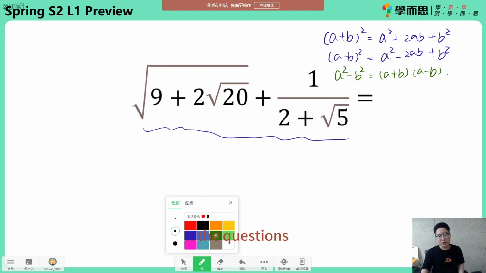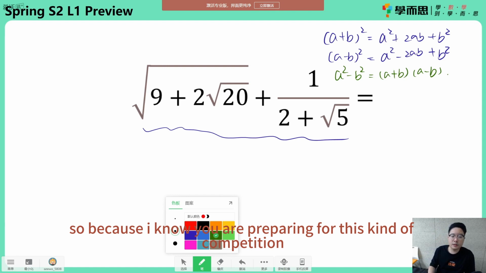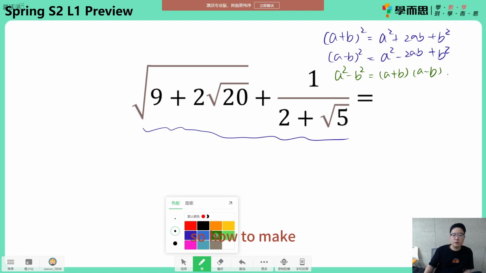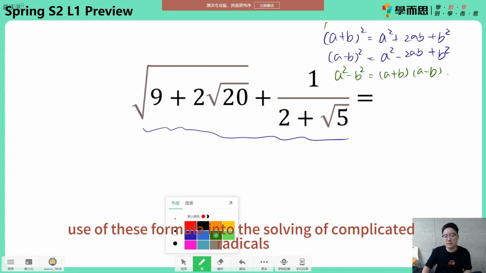So the questions talked about in the preview video are all questions from Huaxiabei, okay? Because I know you are preparing for this kind of competition, I especially prepared this preview for you guys. So how to make use of these formulas in solving complicated radicals.